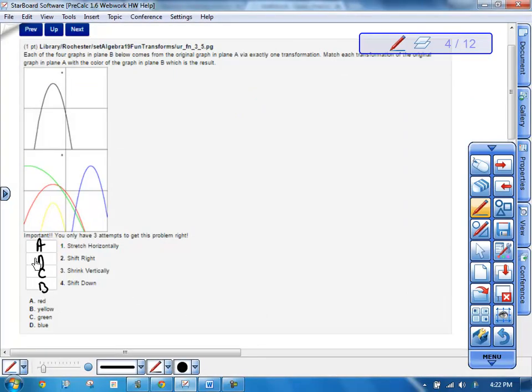And I'm sorry, I messed up. D and B should be switched in mine. The shift. Oh, I'm sorry. This is a little bit different. The stretch horizontally would be green, so that'd be C. The shift right would be the blue one. Had that one right. The shrink vertically would be the red one, which is A. And then the shift down is the yellow one, which is B. Had a couple of those mixed up. Sorry about that.